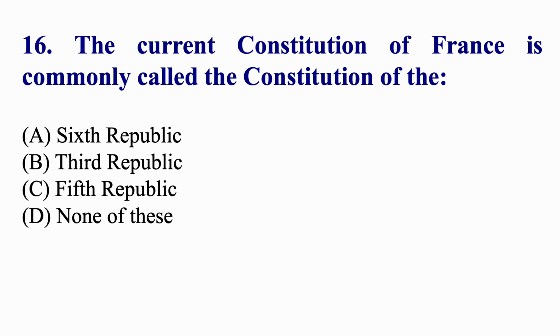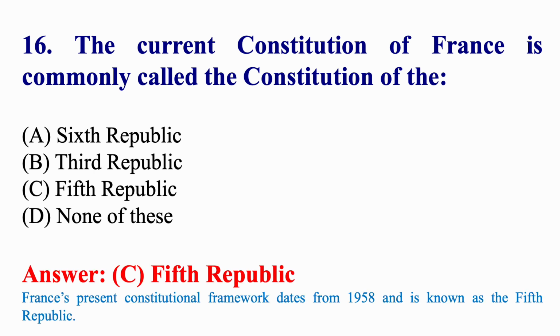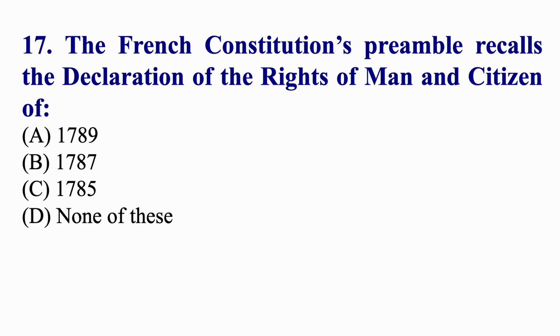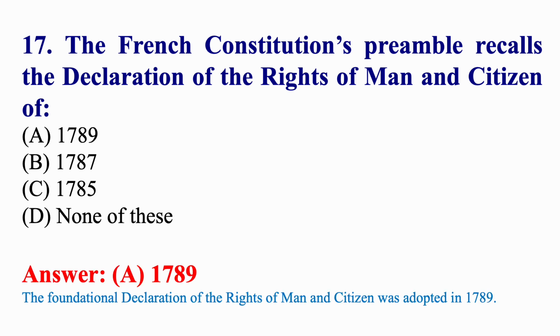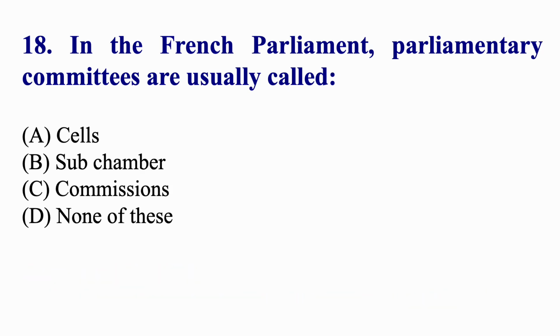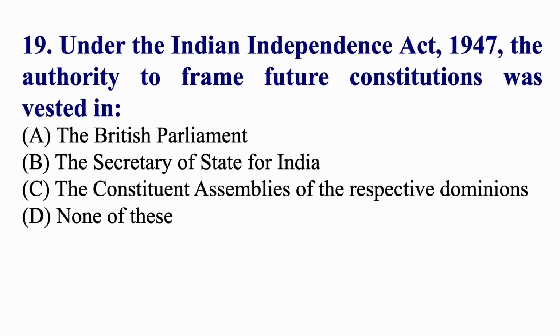The current constitution of France is commonly called the Constitution of the Fifth Republic. The French Constitution's preamble recalls the Declaration of the Rights of Man and Citizen of 1789. In the French Parliament, parliamentary committees are usually called commissions.